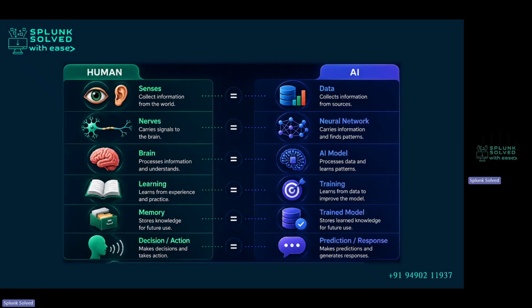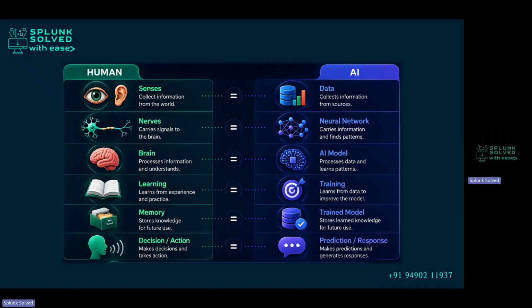So let's now compare this AI with our human. The data, whatever we are collecting, we can refer to as senses, which means where you are collecting the information. Let's say if I am a human and I touch something that is too hard, I could sense that automatically. That sense from the fingertips will be sent to the brain, right? That sense is actually called data and nerves.